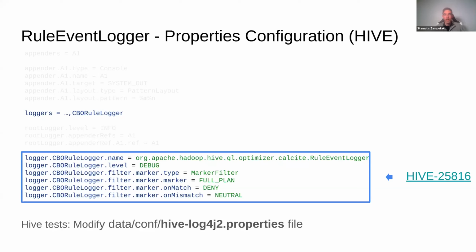Currently the Apache master in Hive uses 1.25. So we don't have all the new marker things that were introduced in 1.29 and 1.30. This particular Jira in Hive introduced a copy-paste of some classes in Hive to do the same work. But the configuration part is exactly the same. And if you are interested in playing with Hive test cases, then the Hive log4j properties file is the place to add the configuration.